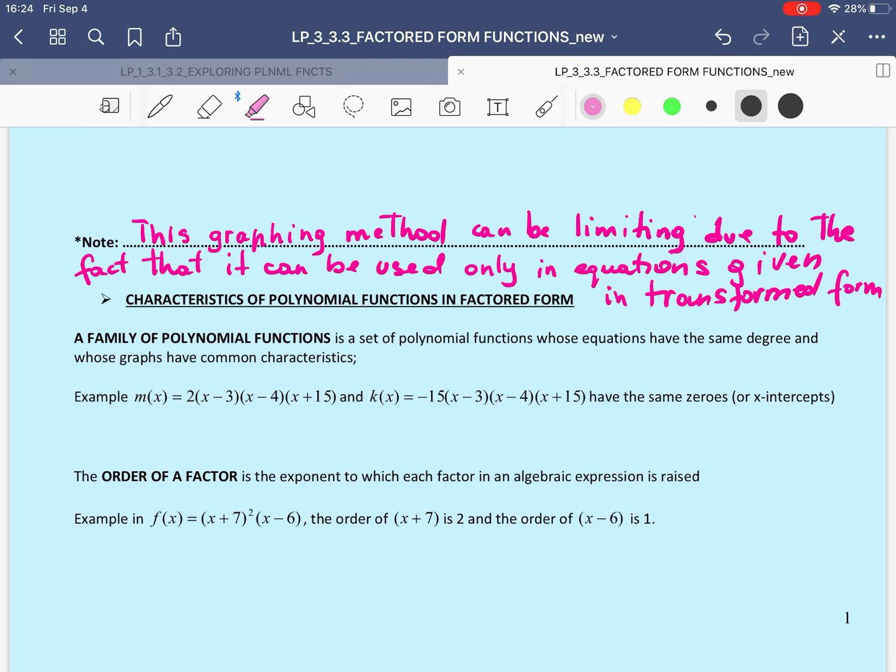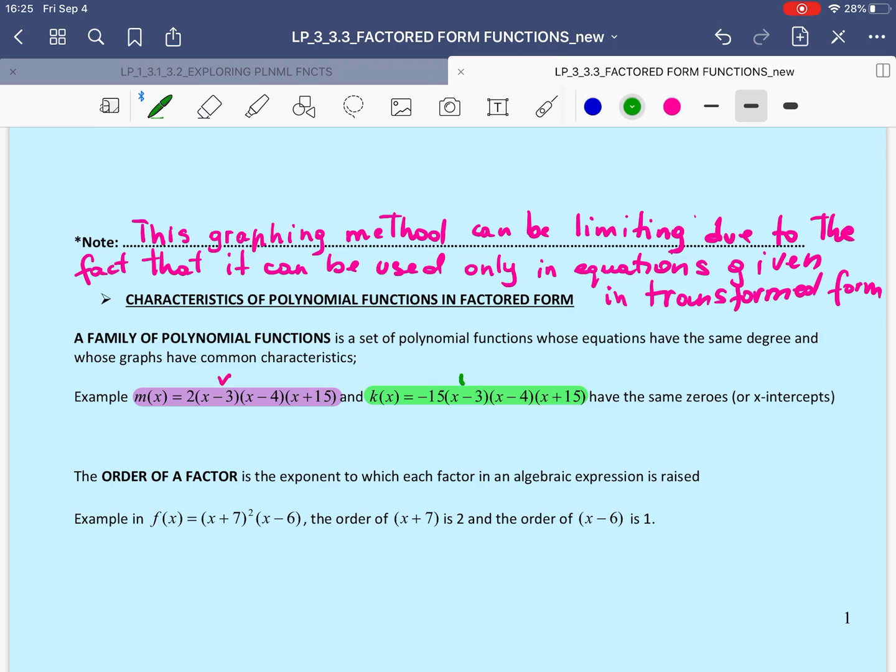And probably just reading the definition is as confusing as looking at the many words in there. So nothing to worry. The equations and the examples explain things more easily. So here we have two equations. We have m of x, and we also have k of x. Notice that the factors for m of x are x minus 3, x minus 4, x plus 15, so 3 of them. And the factors of k of x are x minus 3, x minus 4, x plus 15. Oh, 3 of them, and not only that, but they are exact same thing.